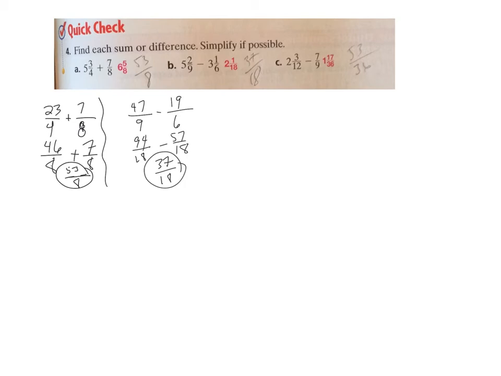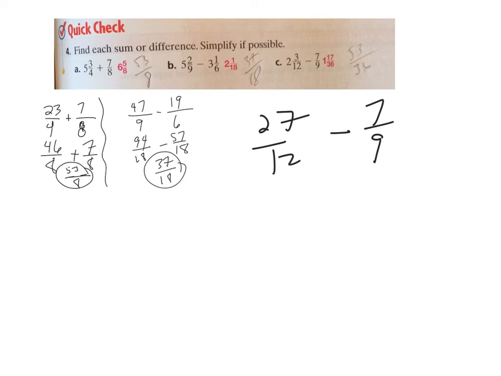Time for C. And so, first thing we have to do is make these guys improper. So, we know that 2 times 12 is 24, and then 3 more is 27/12. And 7/9 doesn't need to be changed. It's already a regular fraction.